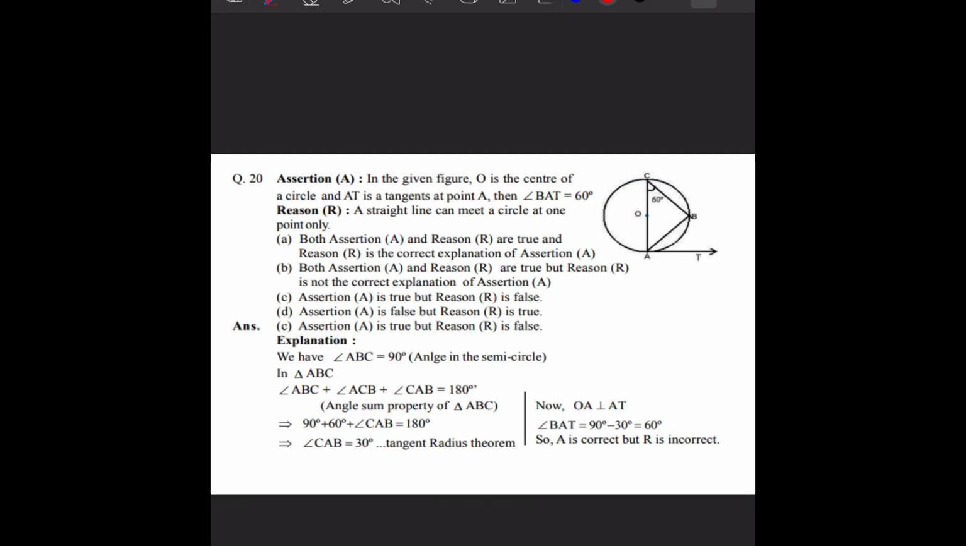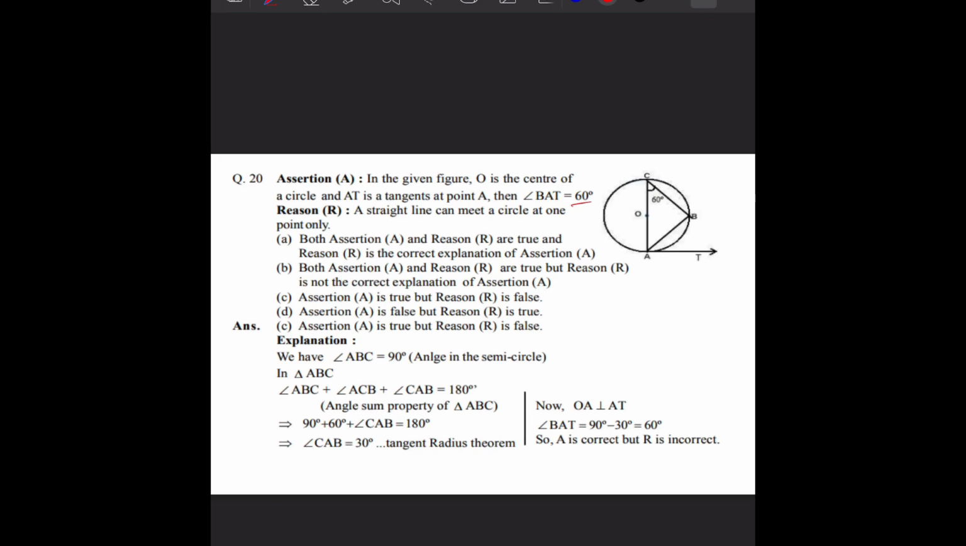Let's move on to the 20th question. Assertion. In the given figure, O is the center of a circle and AT is a tangent at a point. And we need to find out angle BAT. Angle BAT is given as 60 degrees. Let's check if it is 60 degrees or not.